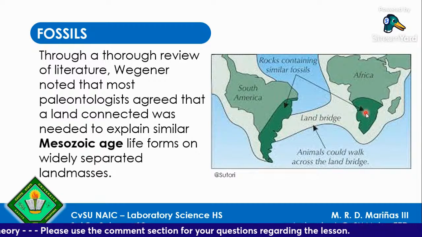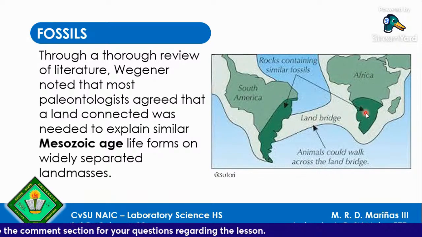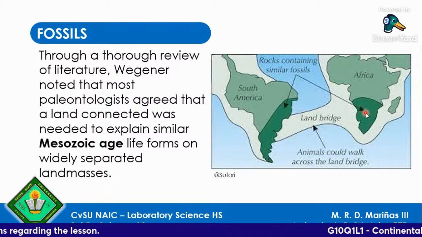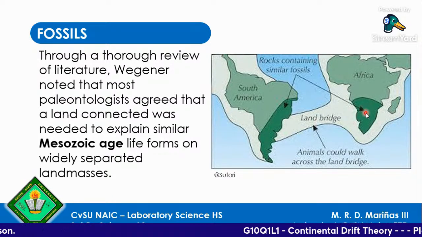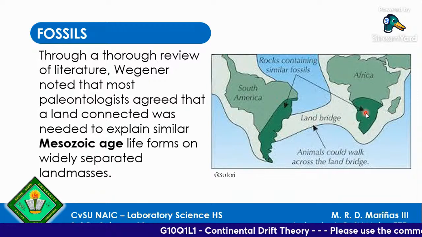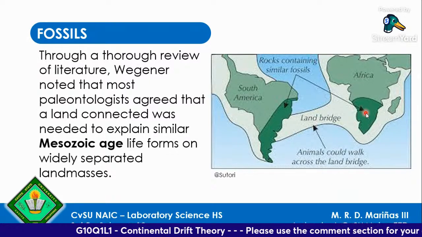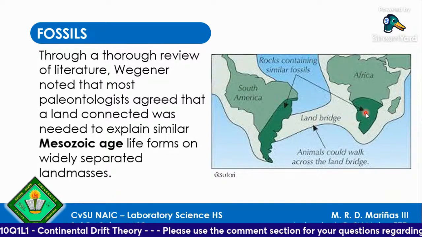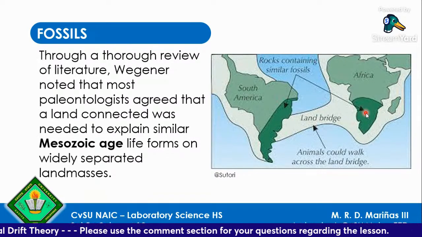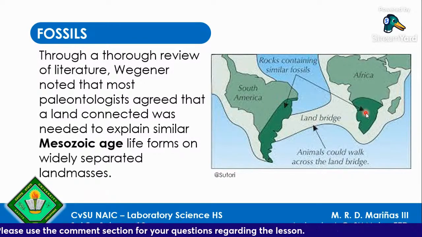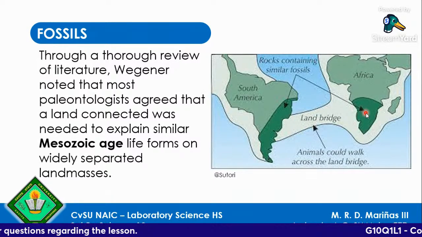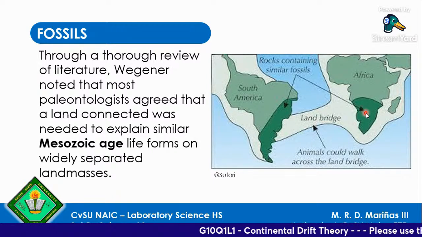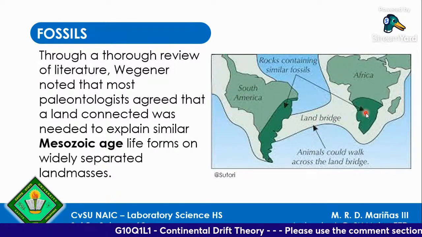So sabi ng mga scientists, the only thing na pwedeng makapagdulot ng pagkakaroon ng magkakamukhang mga fossils sa dalawang magkalayong land masses ay ang pagkakaroon ng land bridge. Okay? So they proposed that animals could walk across the land bridge. Kaya lang sabi ni Wegener, parang hindi naman plausible yung land bridges na yan. Ano kaya yung mas maganda o plausible explanation regarding this occurrence of similar age and similar type fossils sa dalawang magkahiwalay na landmass?